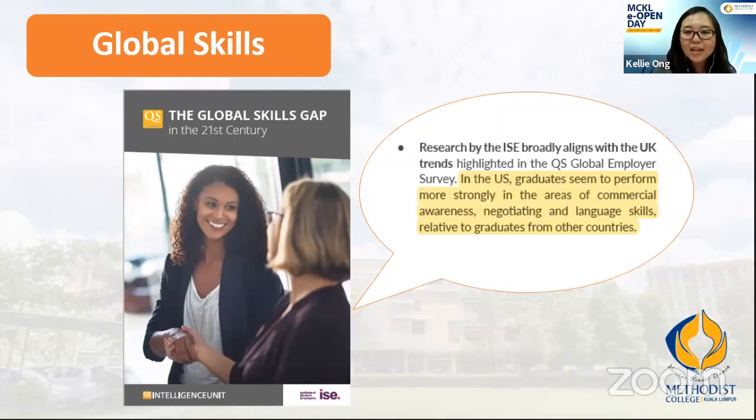Research has also shown that in the US, graduates seem to perform more strongly in the areas of commercial awareness, negotiating, and language skills relative to graduates from other countries. So rest assured, from day one, when they join an American tertiary education, they will be exposed to all of this. Students will be required to brush up their skills and polish them further so that they'll be more prepared when they go into the working world.